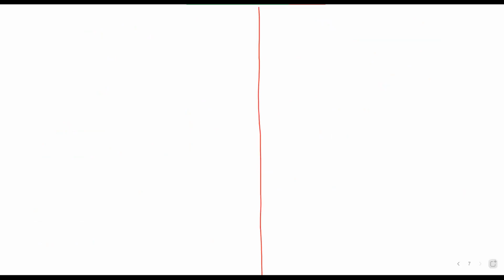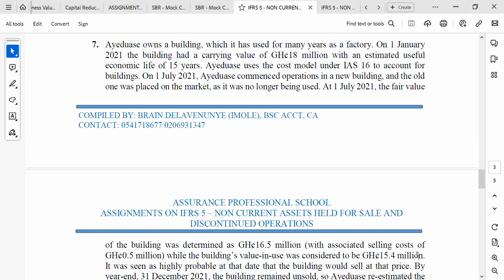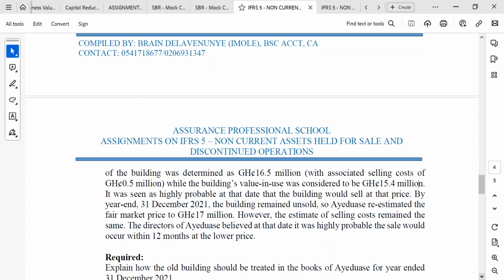There was a subsequent measurement somewhere. Let's see what the subsequent measurement will now be bringing. Okay, they are saying that the building remains unsold. So we are saying the sale should be probable, like the sale should happen within a year. So at the end of this year, that is 6 months, we still have an additional 6 months. However, the building remains unsold. So we estimated the fair market value to be 17 million.